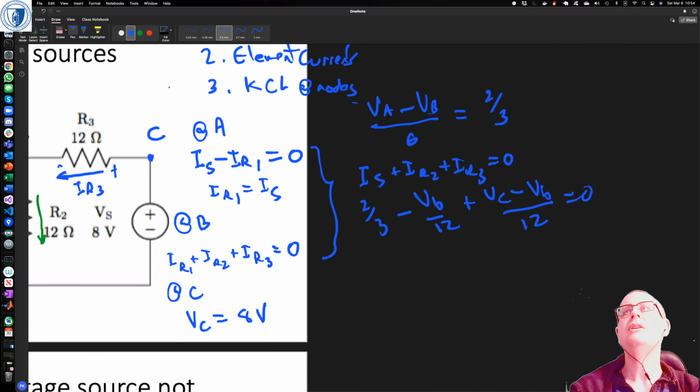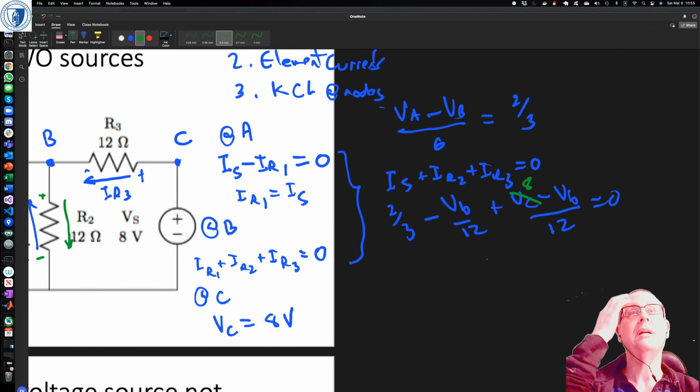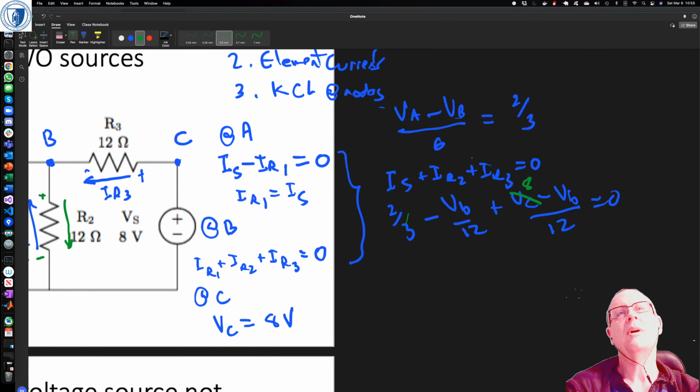Now, I already know that VC is 8 volts, right? So I can replace that. It's no longer an unknown. I could have written this as VA minus VB on 6, and then I'd have two equations in two unknowns. I still have two equations in two unknowns, but the first one I wrote down only has one unknown in it, now that I know what VC is. So that makes it a little easier to solve. I don't actually need to write a matrix equation to solve this one. I can just solve it.